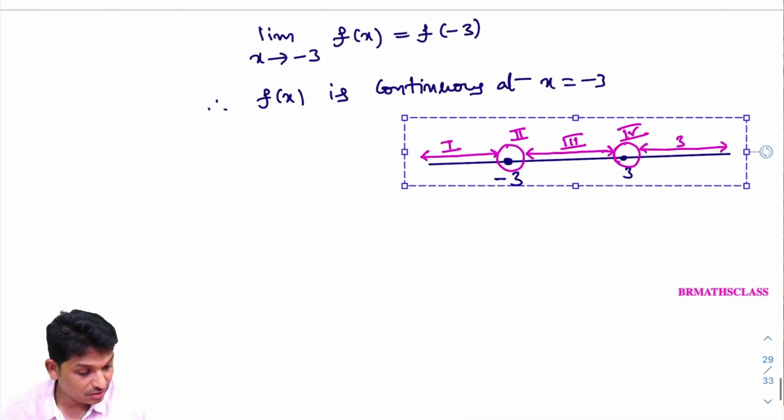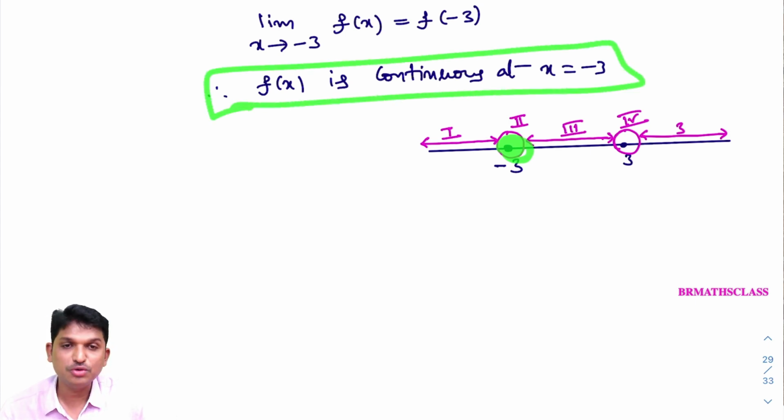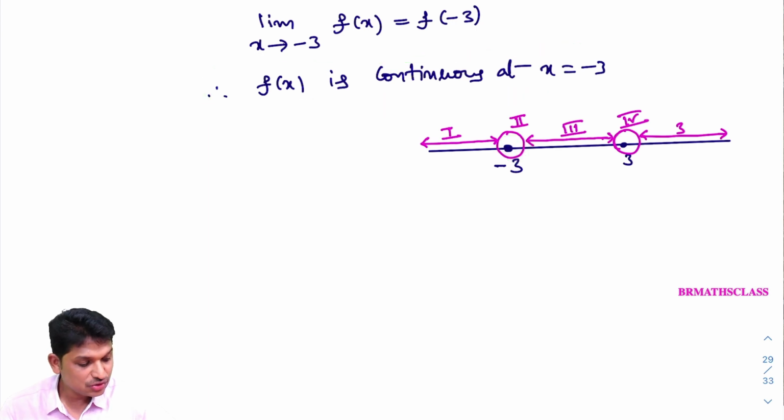So what happened? Case 1 we checked, this is over. Case 2, I am checking the continuity at minus 3. What I got? f of x is continuous at x equal to minus 3. Actually, what is this problem? We are checking points of discontinuity. In this zone I checked, the given function is continuous everywhere. There is no point of discontinuity. And I checked continuity at this point. It is continuous in this zone also. Now case 1, case 2 is over.